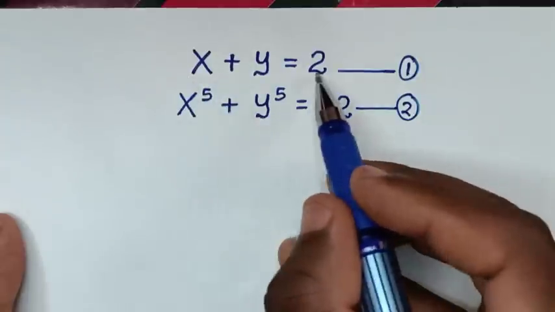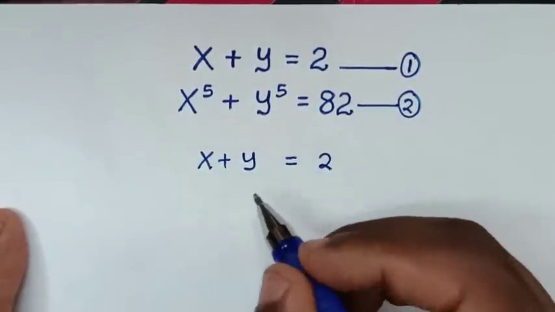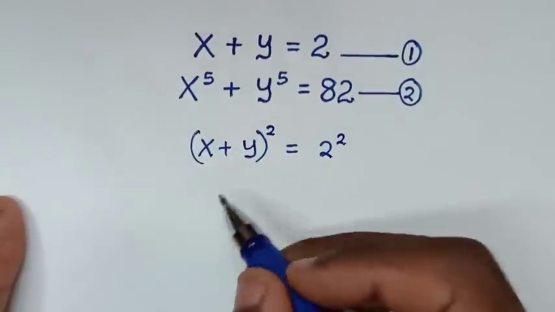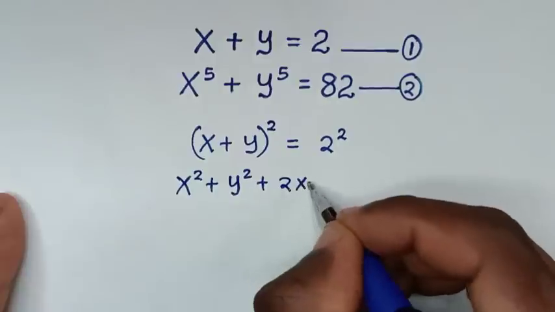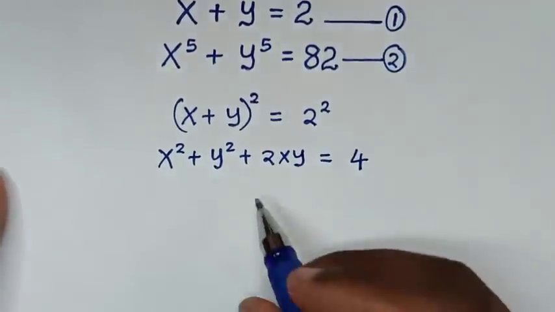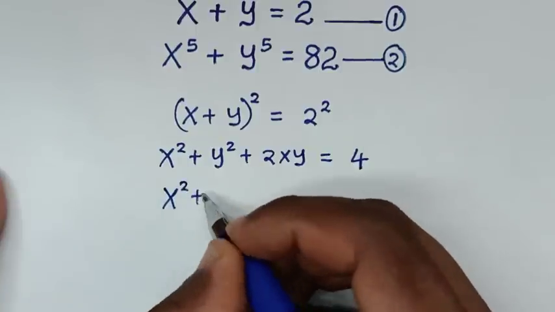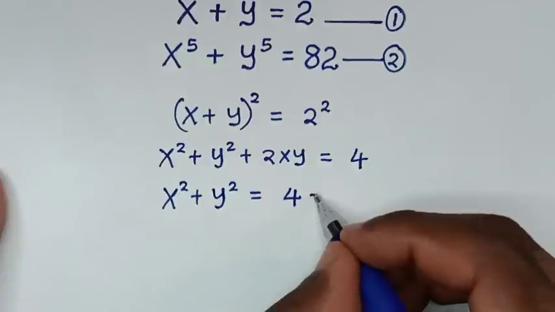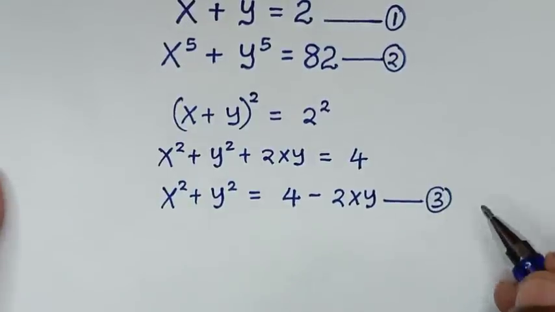Then from equation 1, which is x plus y is equal to 2, in the first step we will square both sides. So the square of x plus y is x square plus y square plus 2xy is equal to 2 square, which is 4. Then we take this 2xy to the right side. So it will be x square plus y square is equal to 4 minus 2xy. We call this equation 3.